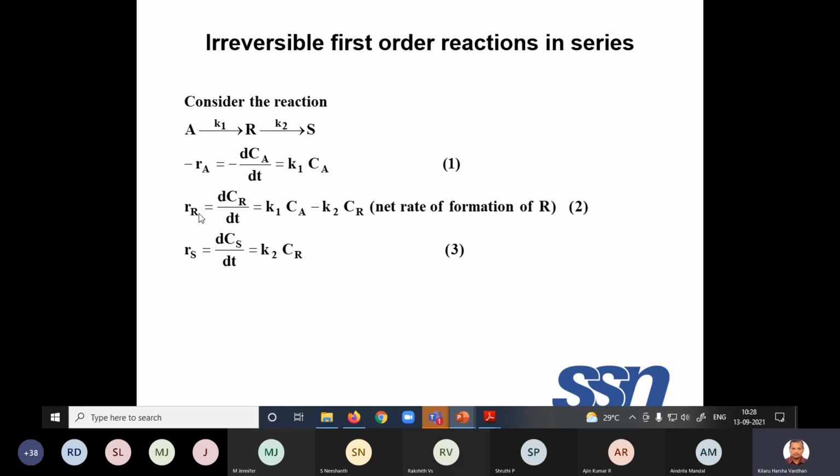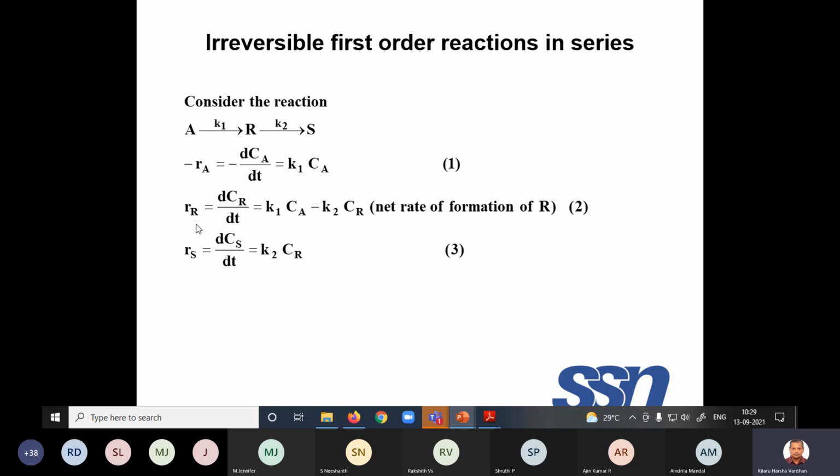The net formation of R is nothing but how much it is formed minus how much it is disappearing. So K1 is for its formation and K2 is for its disappearance. That is why I'm writing it as the net rate of formation, because we want the formation of R: formation minus the disappearance. Then for S, dCs by dt is K2Cr.